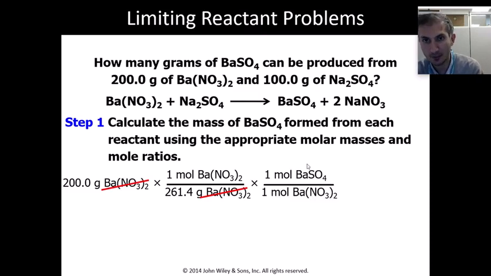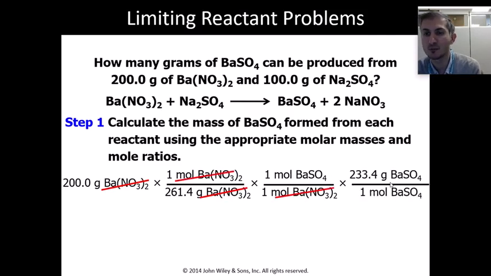using the mole ratio to convert this compound to that compound, 1 and 1. And convert moles of these to mass. So like this one, 3 conversion factors. And the number is like this number. Right now, we have 178 grams of this product if we have 200 grams of barium nitrate.